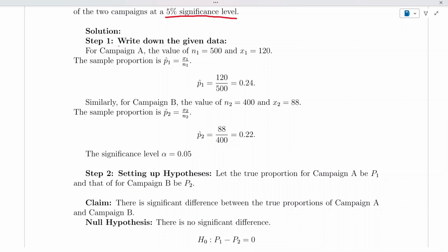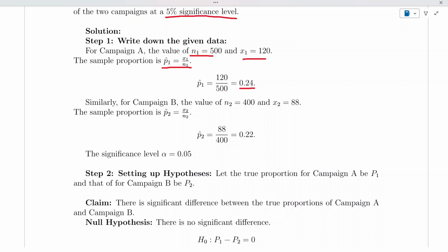Step 1. Write down the given data. For campaign A, the value of n1 is 500 and the value of x1 is 120. The sample proportion for campaign A is denoted by p hat 1, which is given as x1 upon n1. Therefore, the value of p hat 1 is 120 upon 500. That comes out to be 0.24.